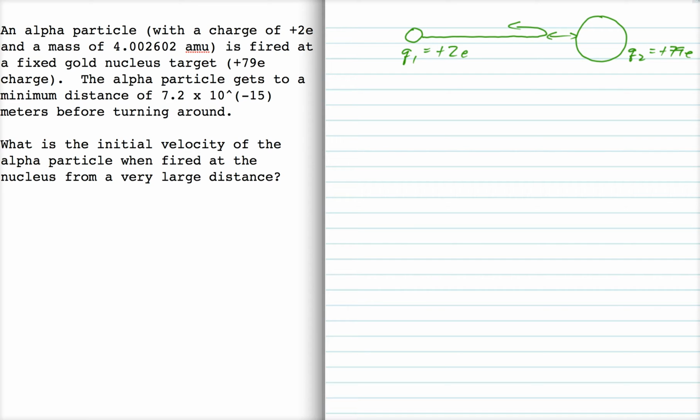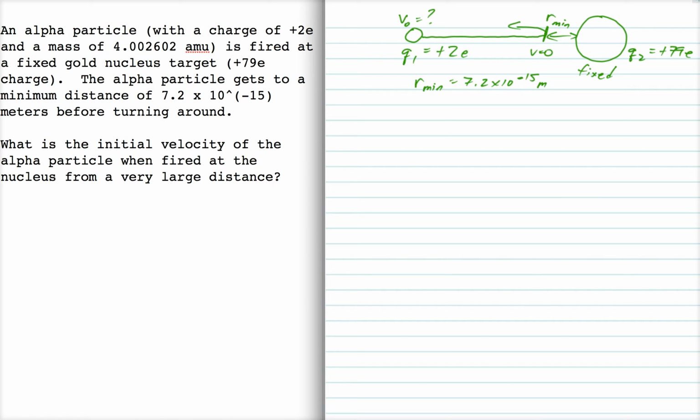It reaches some minimum distance, r min, at which time it has a velocity of 0. Right? This is like a max height problem, so when it reaches that minimum distance, it stops instantaneously. And we know that r min, we're given that, is 7.2 times 10 to the minus 15 meters. Okay? And what we want to know is what is the initial velocity of the alpha particle. This gold nucleus over here is fixed.